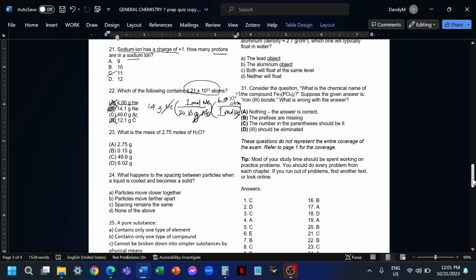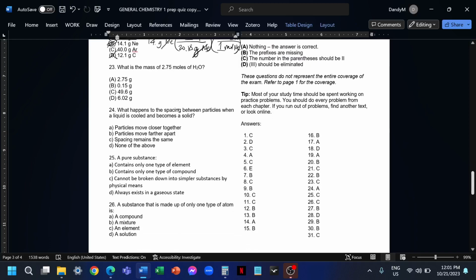Number 23, what is the mass of 2.75 moles of H2O? So we have 2.75 moles of H2O. Again, convert this one to the mass. To convert this one, you need to cancel the moles first, and to cancel this one, put moles at the bottom. Then the top would be the mass in grams of H2O.